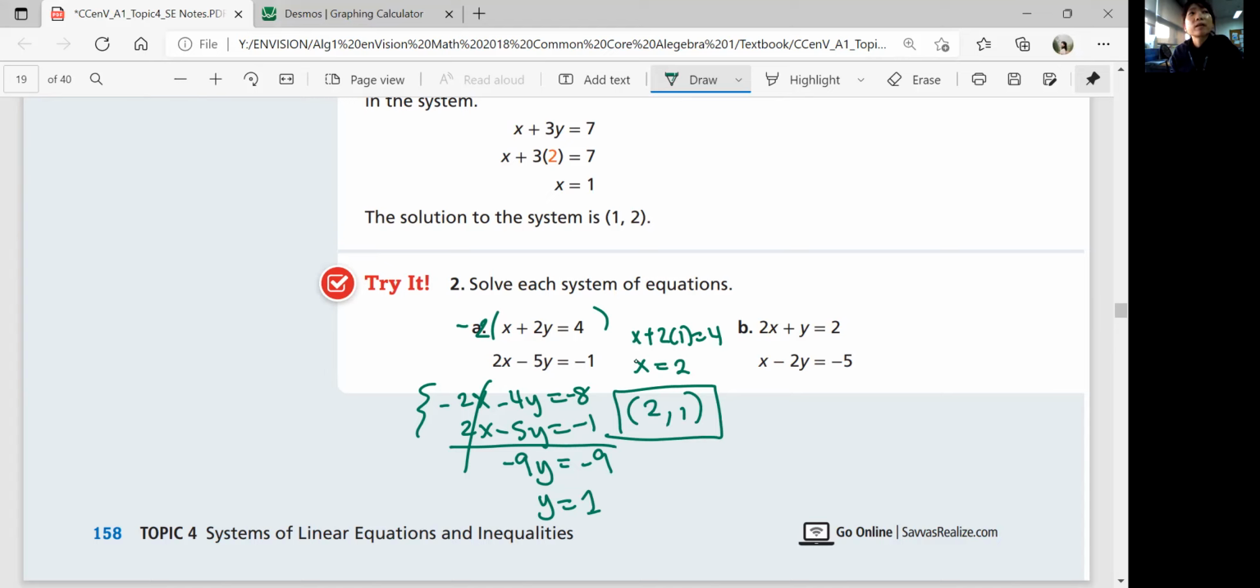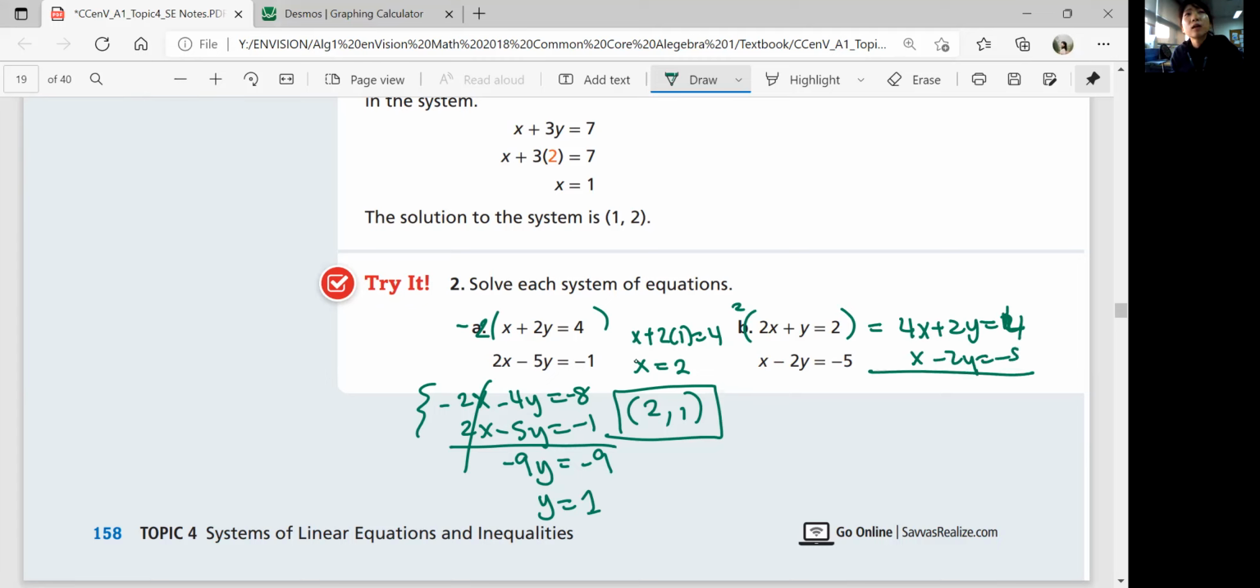Okay, it might be easier to multiply by 2 for the first one, +2, or you can multiply by -2 on the second one. It really doesn't matter. But if you just want to multiply by +2, then pick the first one. You can multiply the whole equation by +2, and you get 4x plus 2y is equal to 4. And x minus 2y is equal to -5.